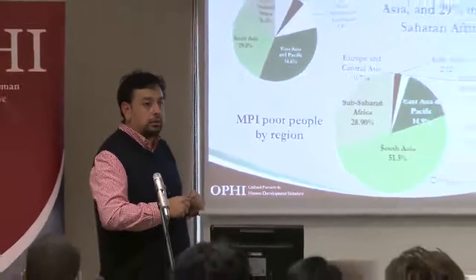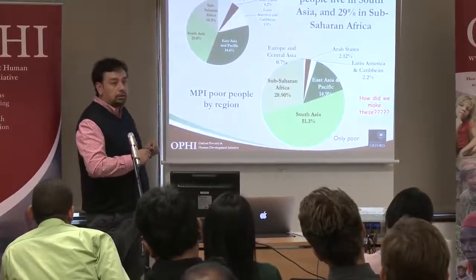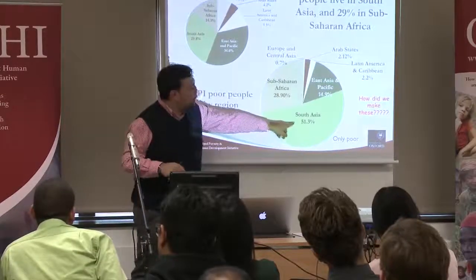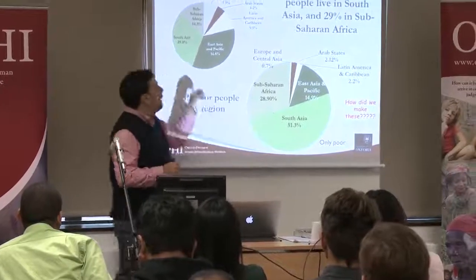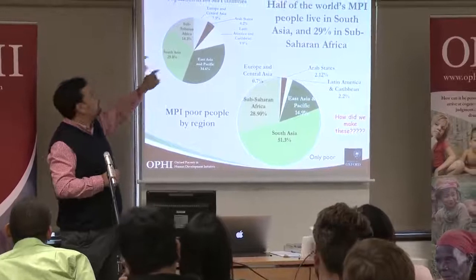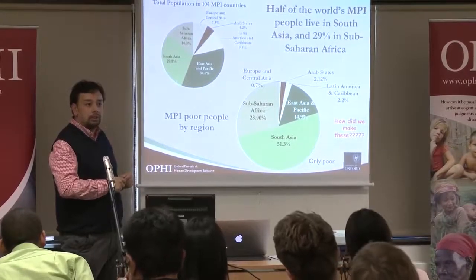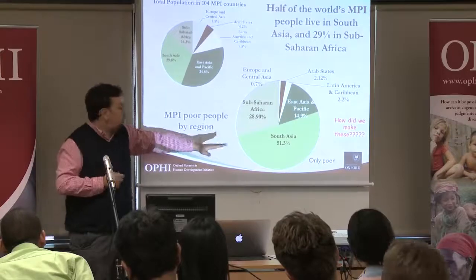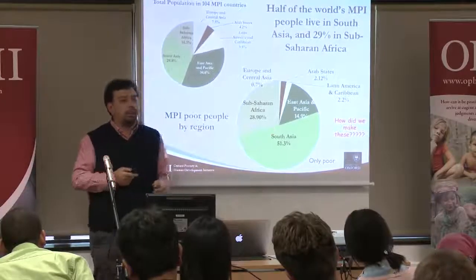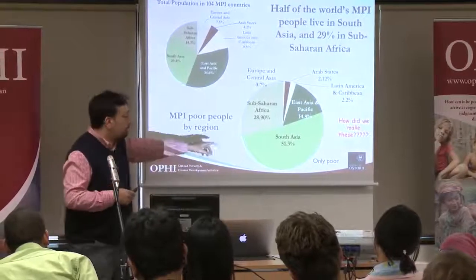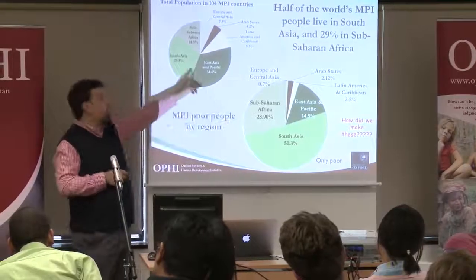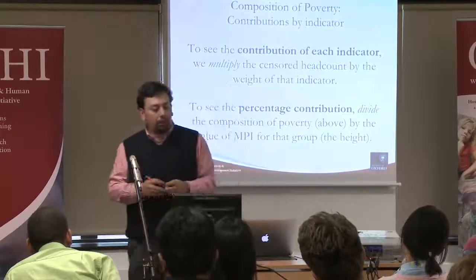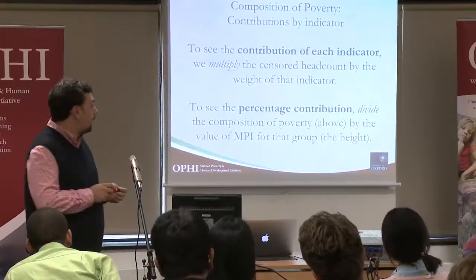MPI poor people by region. Total population. What we are trying to say is, if this is the total poor people, 50% live in South Asia. But if we consider the whole population, only 29% live in South Asia. You need to be explicit. You are showing something that could be interesting for the media: 50% of the poor population of the world lives in South Asia. But you need to be clear that this is half of the picture. The rest of the picture is here. The same with the contributions of each one of the dimensions that we're analyzing.